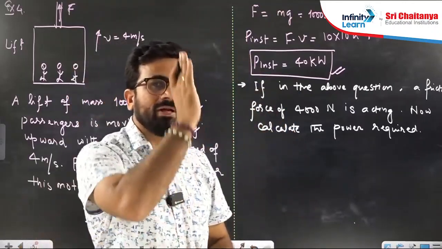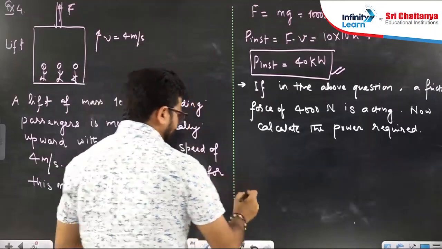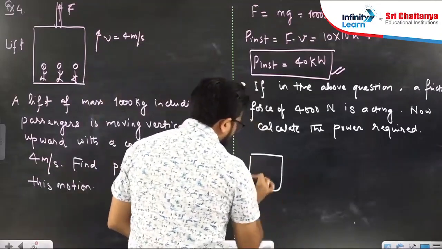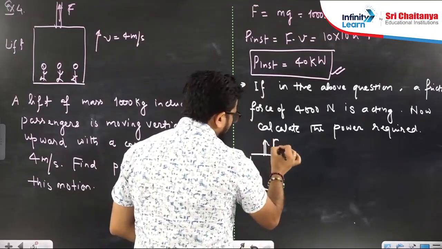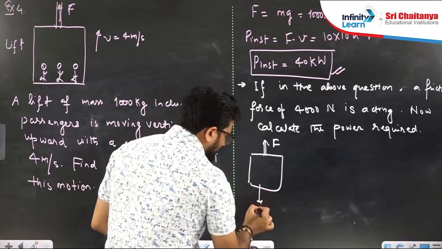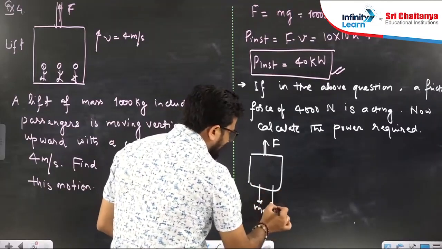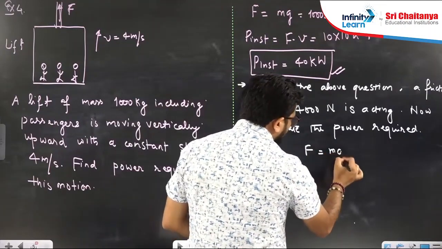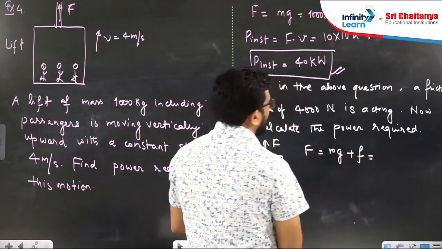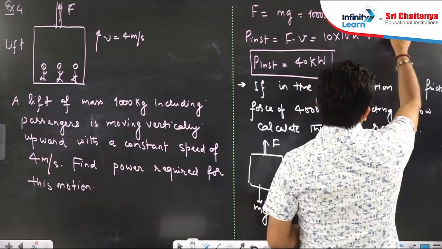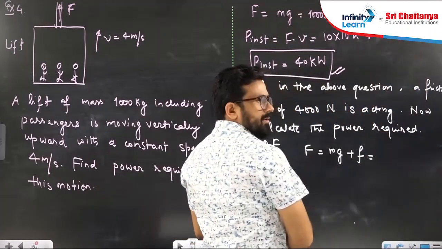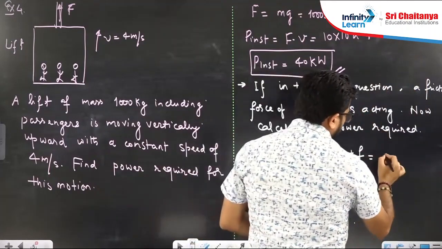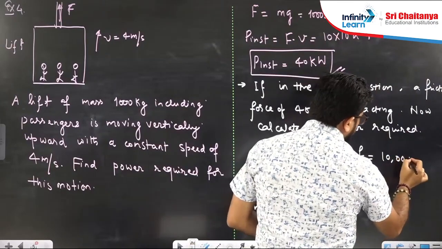If it is acting downward, and mg is also acting downward, then upward force F would be equal to how much? I am making the diagram. This is the lift. It is moving upward. Now this is the force. Downward force is mg. Downward force is the friction. That means F is equal to mg plus friction. Mg we have already calculated. How much is that? 10 into 10 to the power 3, or 10,000.